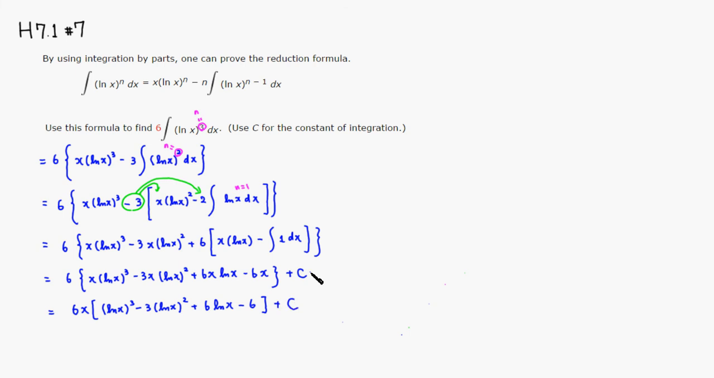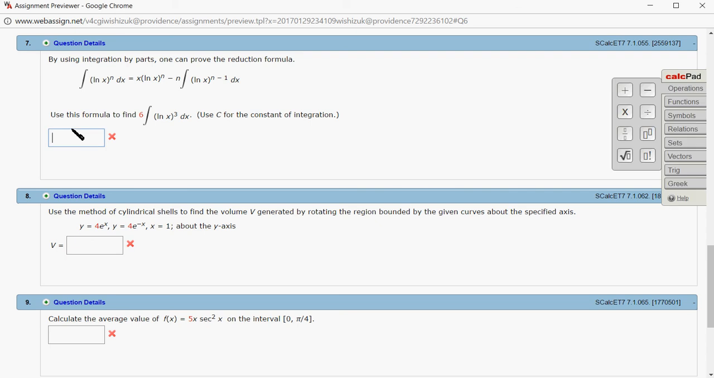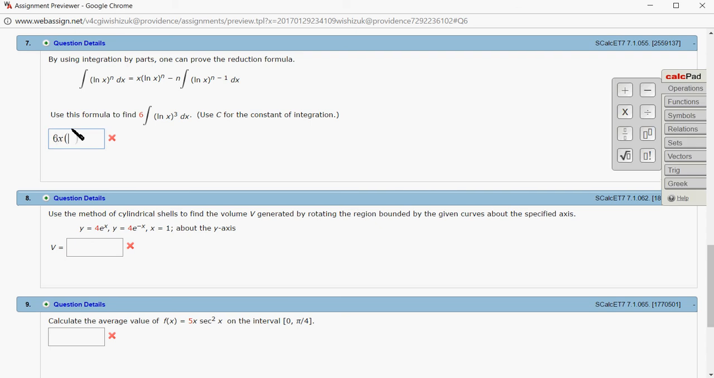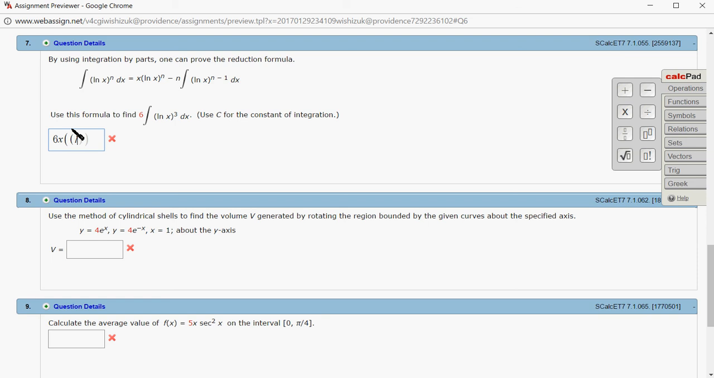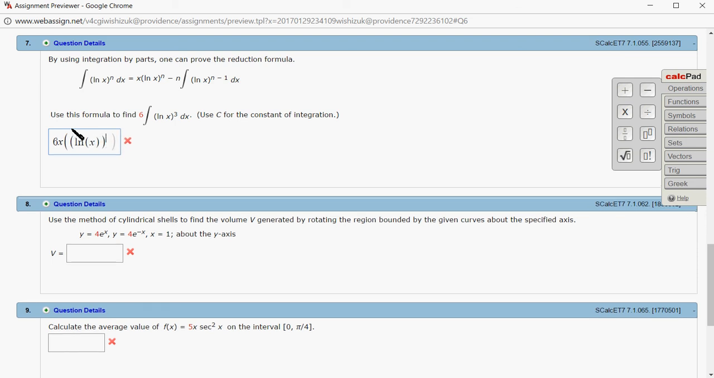So let's type this in. What we got was 6x times natural log of x cubed, minus 3 times natural log of x squared, plus 6 times natural log of x, minus 6, and plus some constant c.